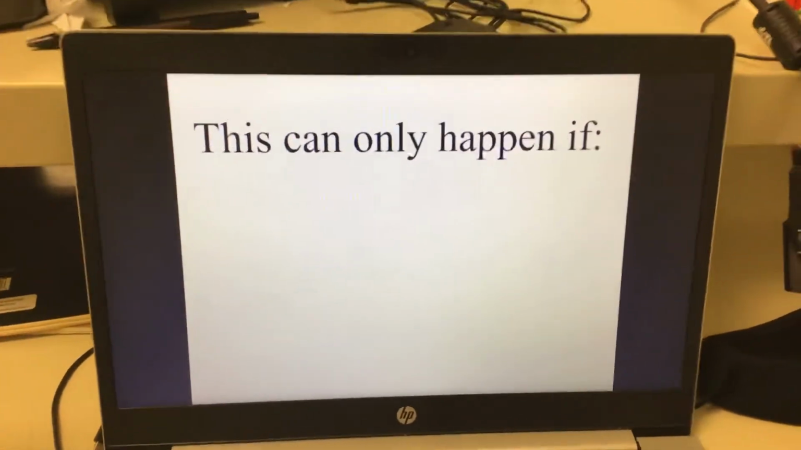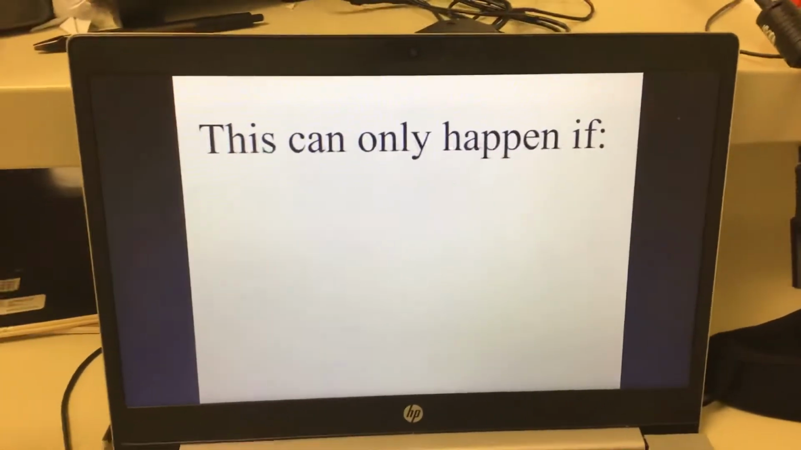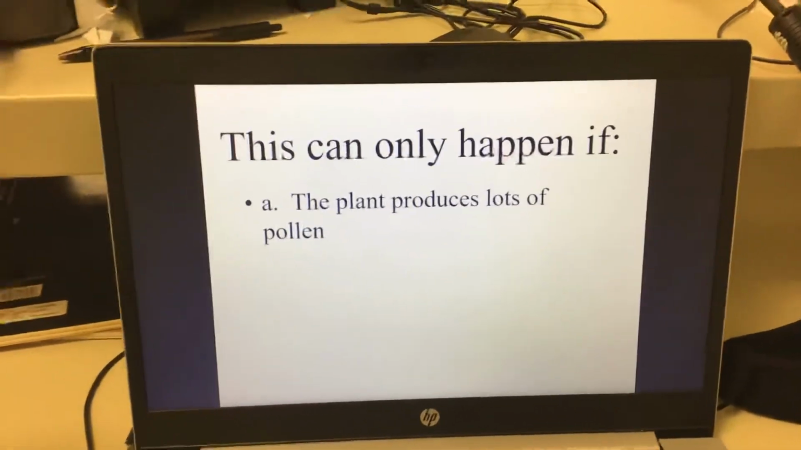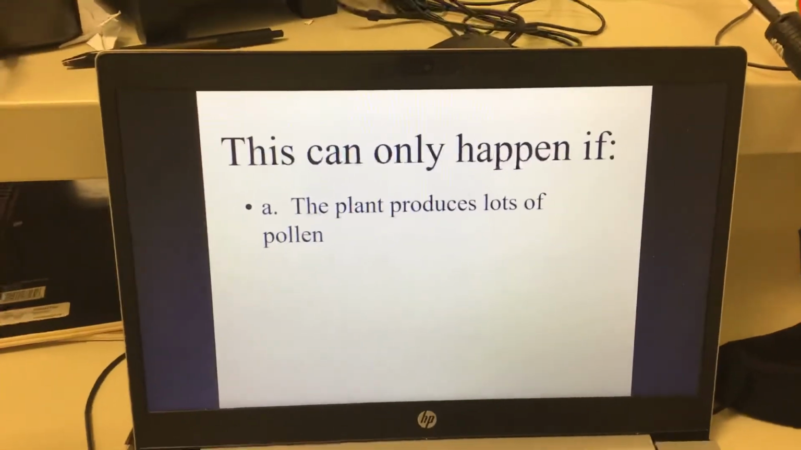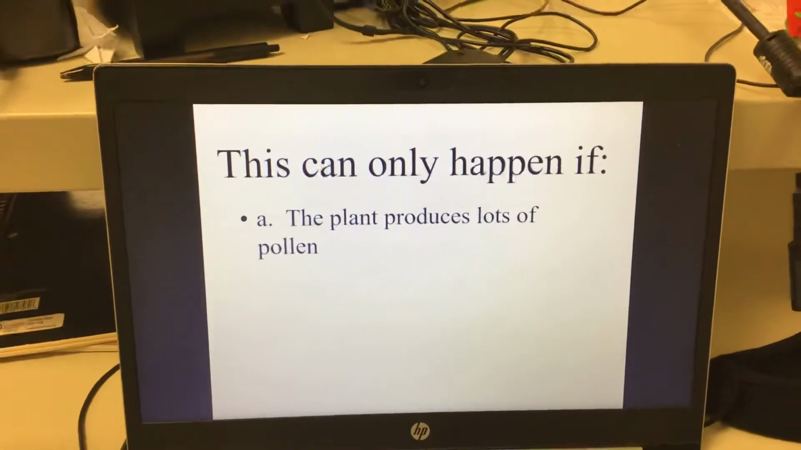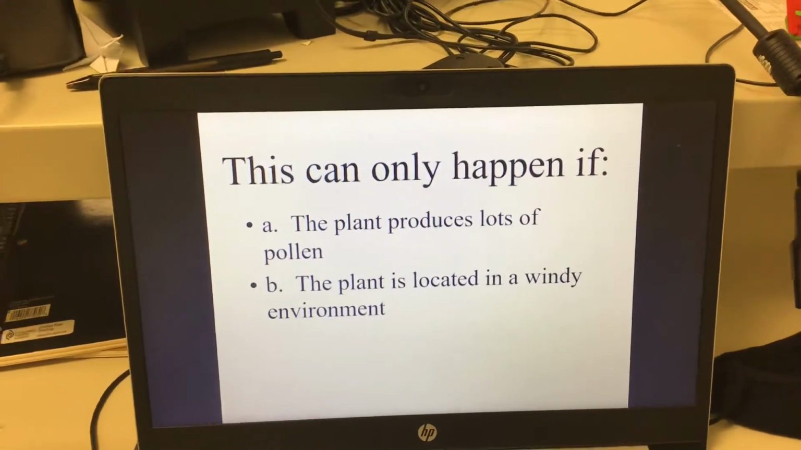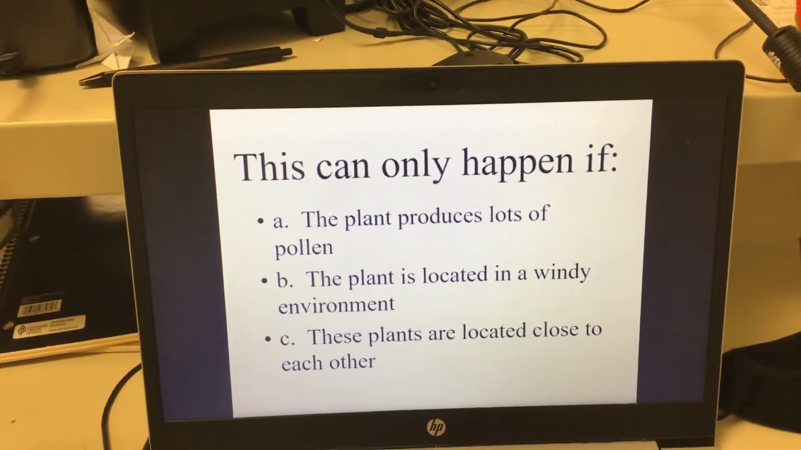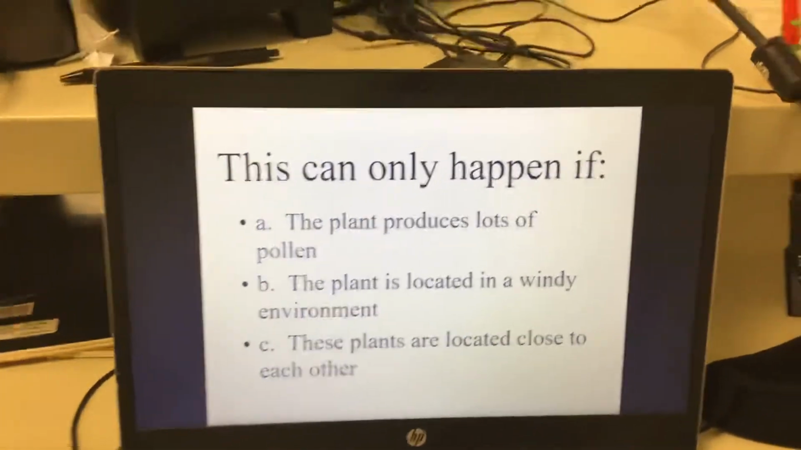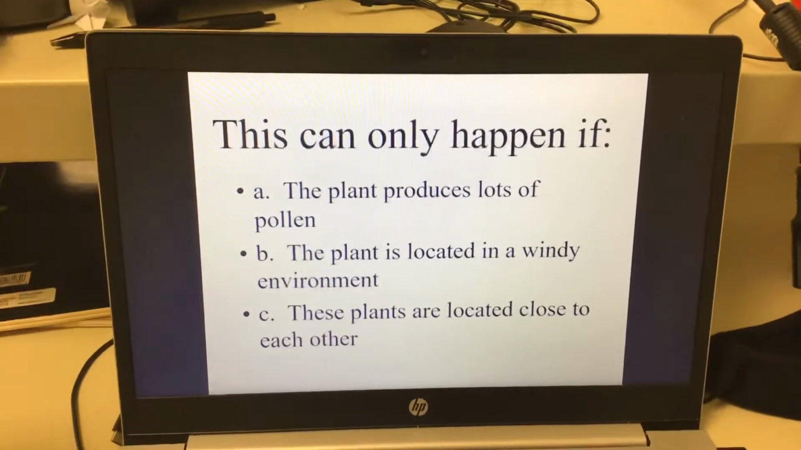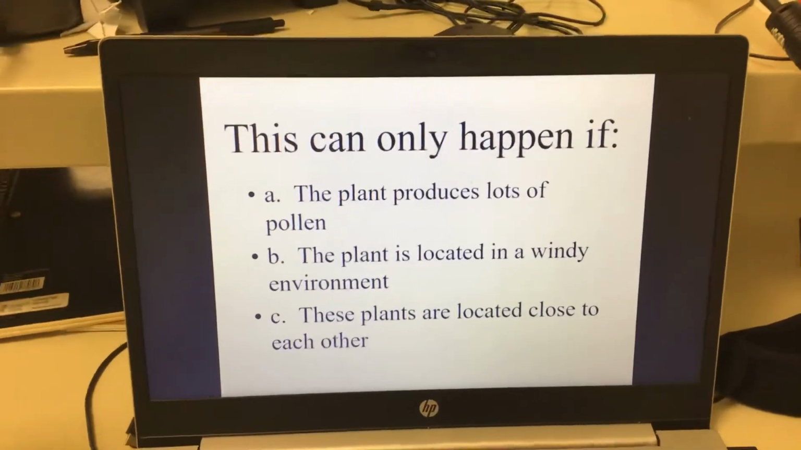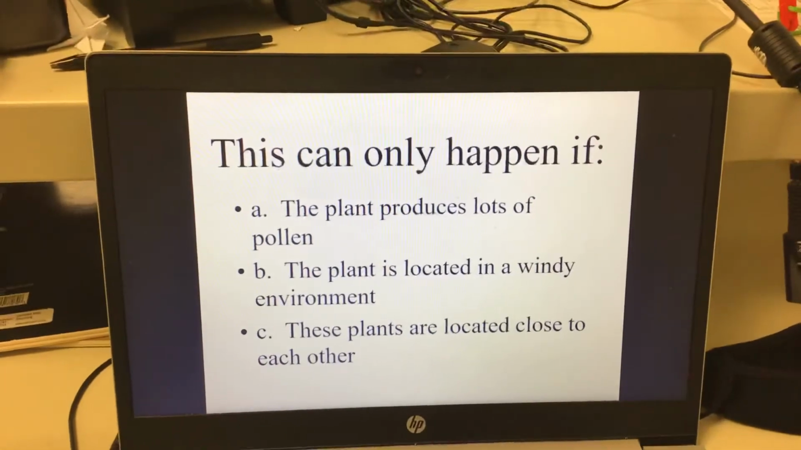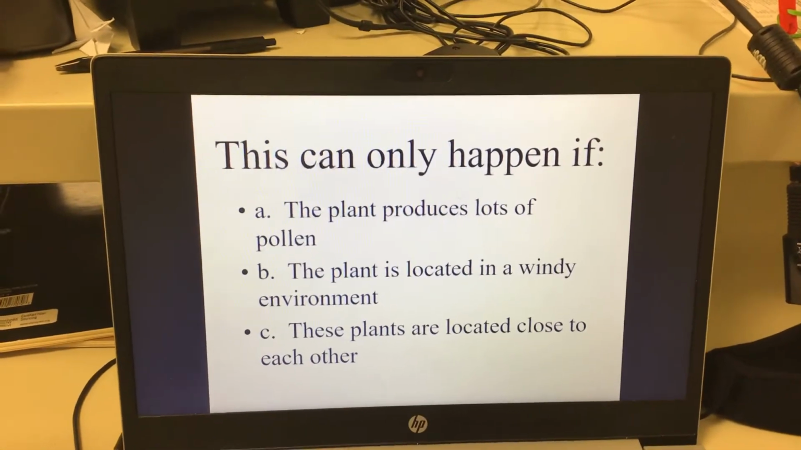Now, this can only work if there are a few factors here. Go ahead and write this down. This can only happen if a plant produces lots of pollen, if the plant is located in a windy environment, and if the plants are located close to each other. So go ahead and write all those down. If you can shorten it up, great. But a perfect example of a plant that uses the wind for pollination is corn.